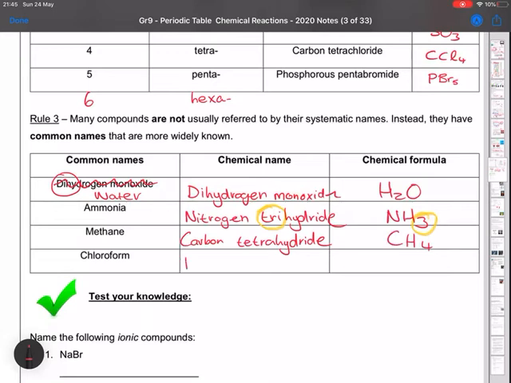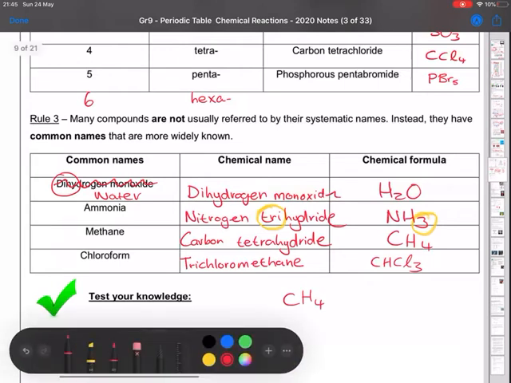Chloroform, the formula is CHCl3. So the name for that would be trichloromethane. And that comes from methane, which is CH4. And so instead of having CH4, you replace three of the hydrogens with a chlorine.